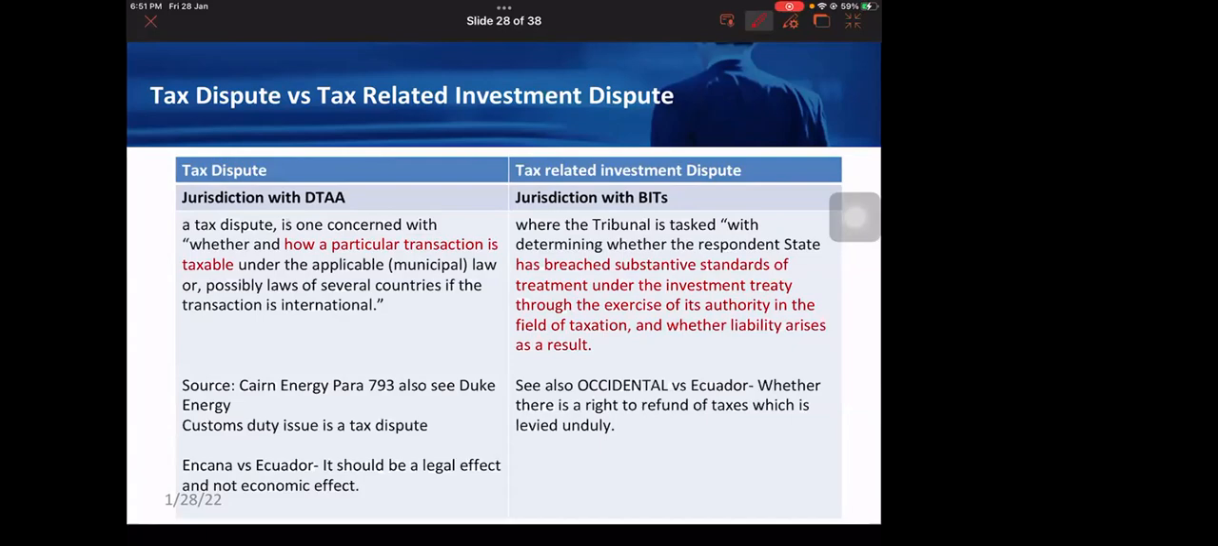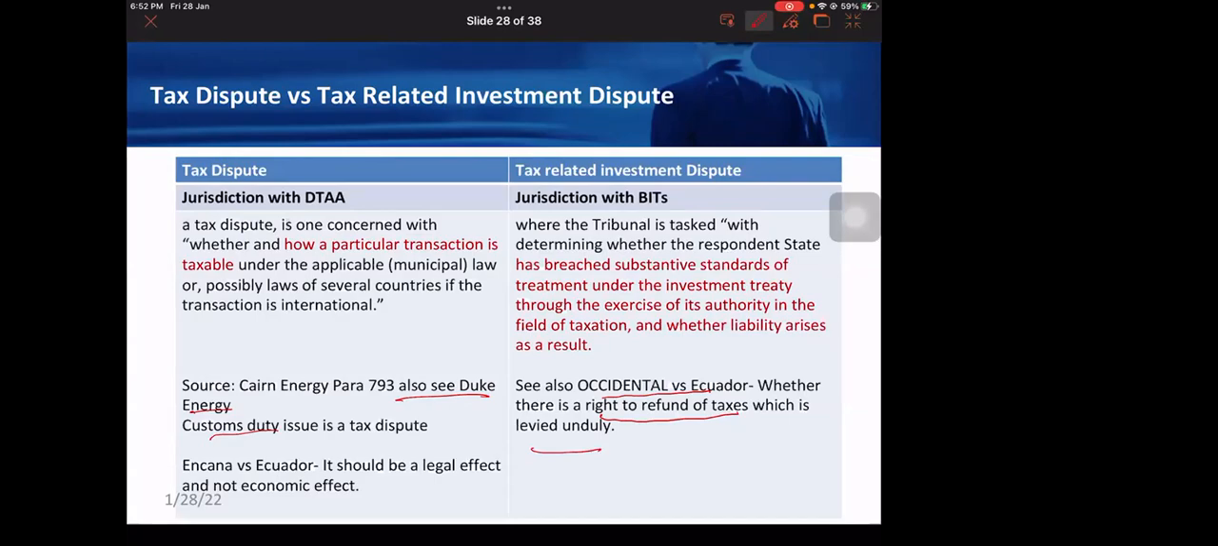if it is a tax measure, for example, the Duke Energy case also says this. This is an issue regarding customs duty. So this is a tax dispute. Bilateral investment treaty does not have a jurisdiction. Duke Energy is a very old case, came in 2008, I believe, which Kane Energy also relied upon. So that's a clear case of customs duty. But if another principle, if you see in Occidental versus Ecuador, on the face of it, it looked like the VAT issue. But then the tribunal said whether there's a right to refund of taxes which is levied unduly. So therefore, this was classified as a tax-related investment dispute.